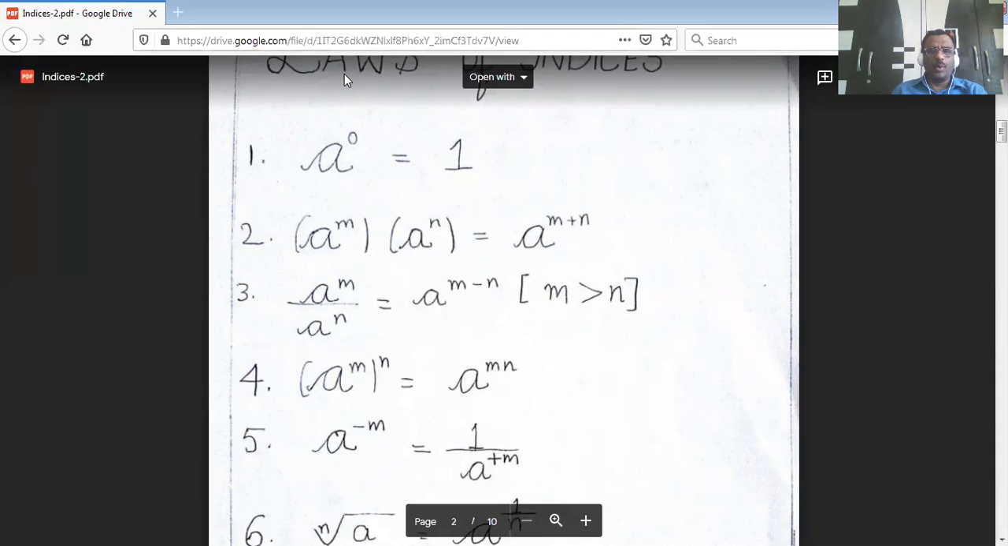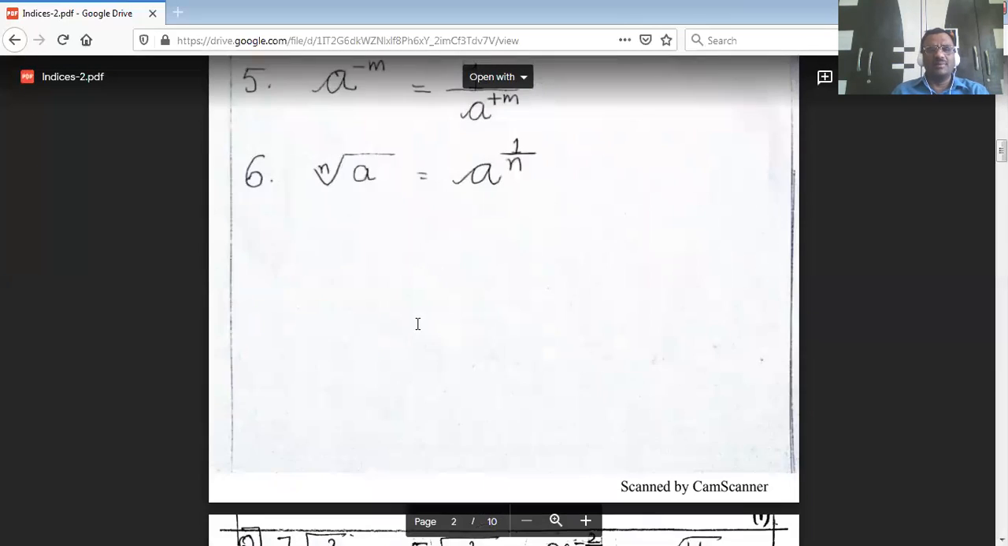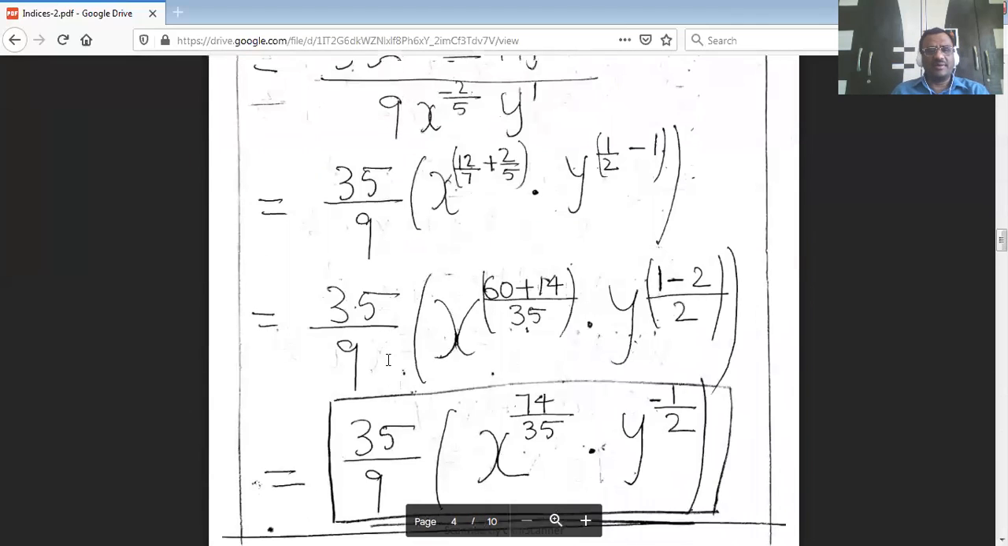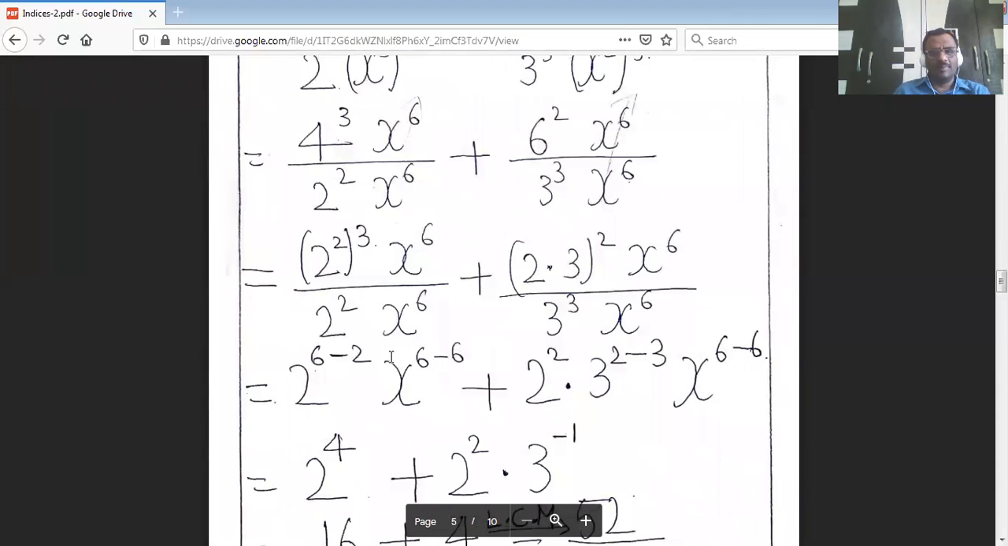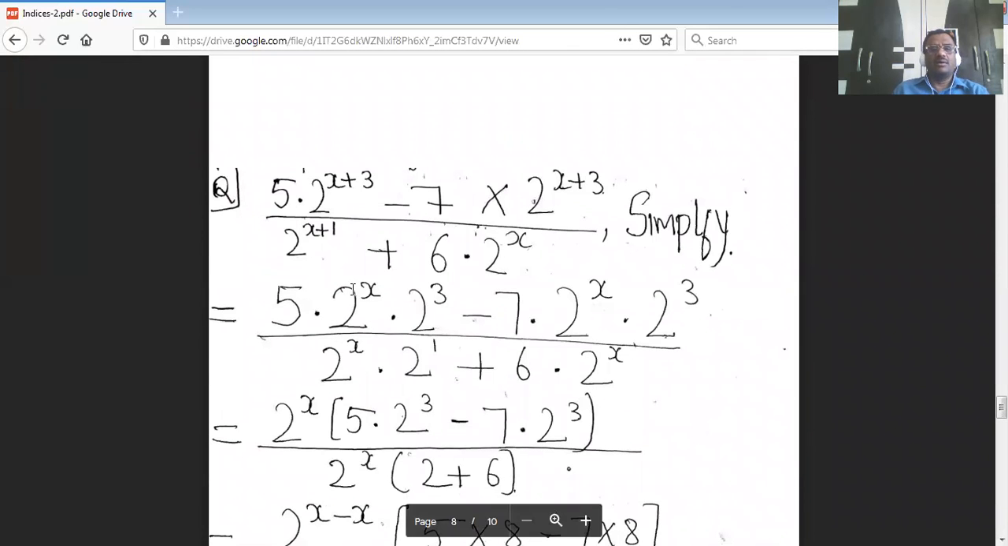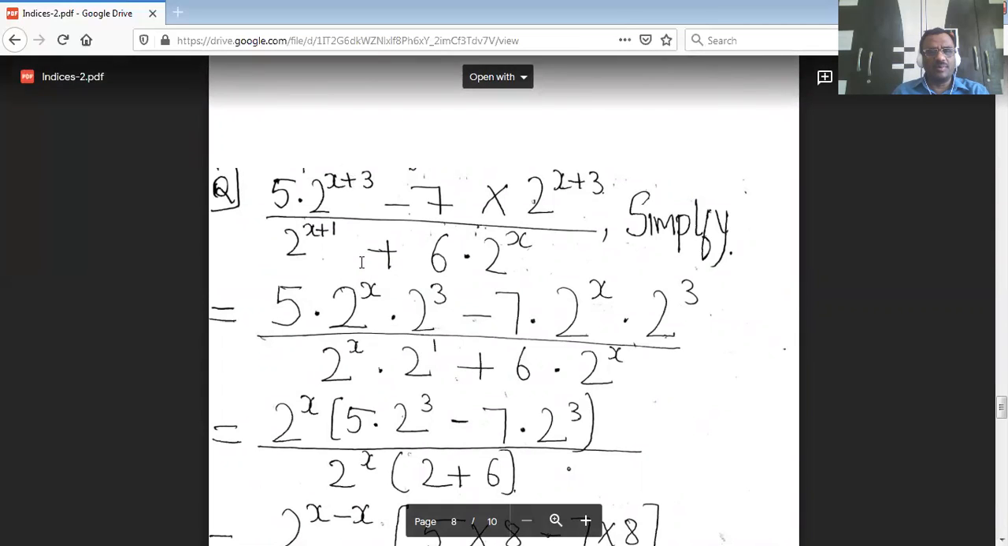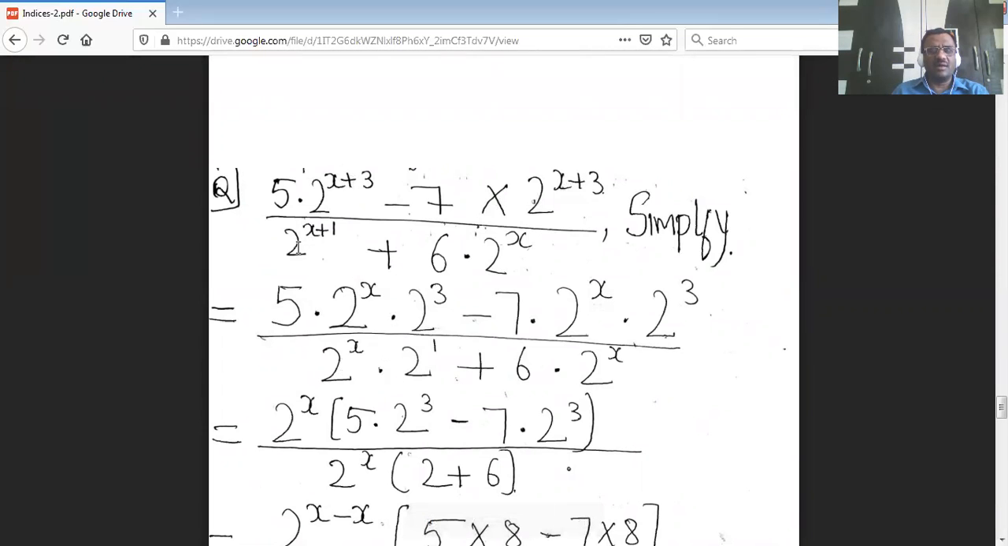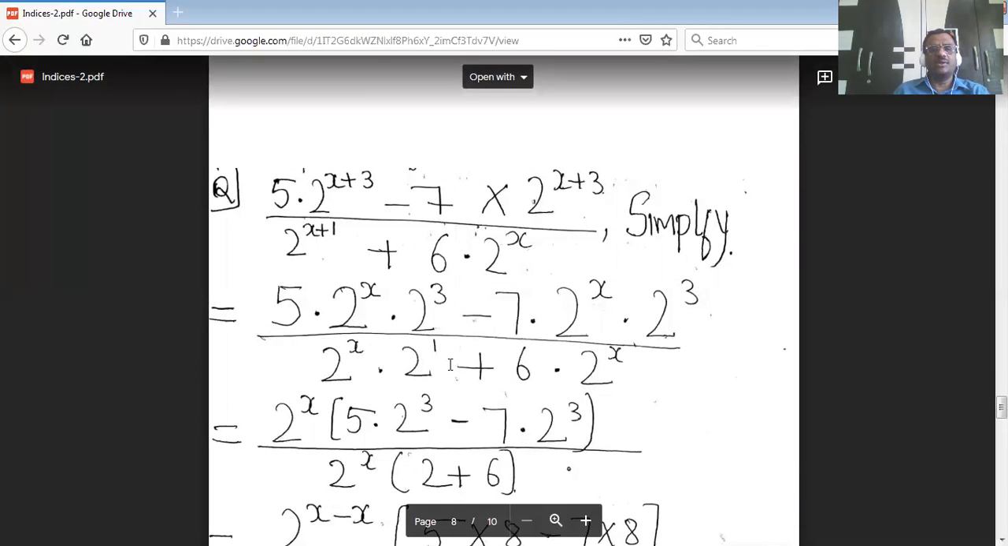You can use it in either way, whichever is applicable in the given situation, or that you can think of using it in a right sense. That's it. Now this is going to be 2 to the power of x and 2 to the power of 3. I'm just splitting this plus and making it as 2 power x and 2 power 3, minus 7 into 2 power x into 2 power 3 divided by 2 power x into 2 power 1. The same thing, a to the power of m plus 1. Here m plus 1 is x plus 1. 2 power x into 2 power 1 plus 6 into 2 power x.